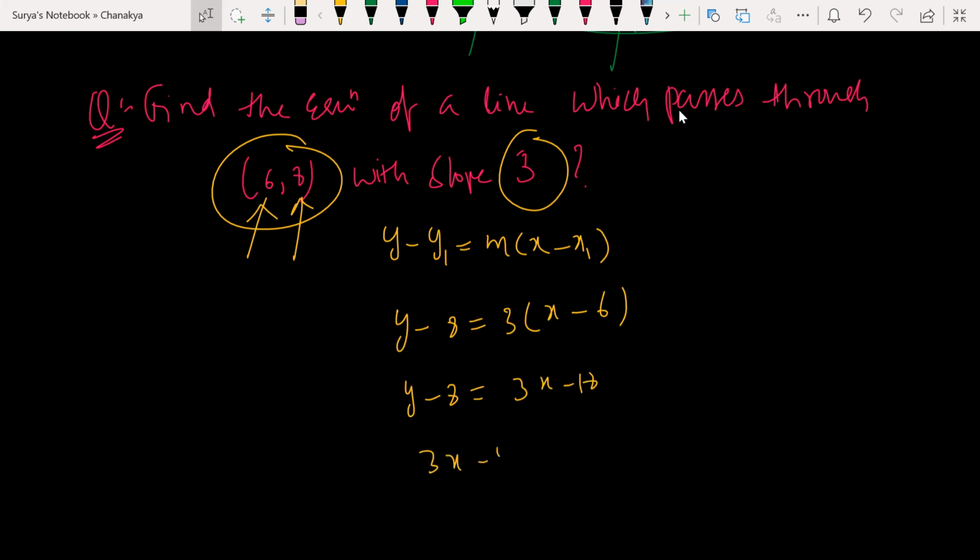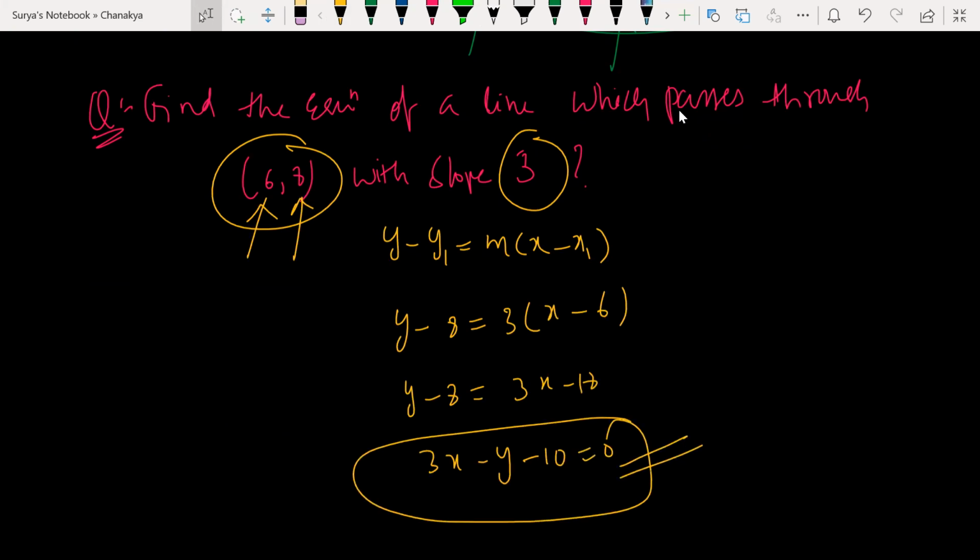मेरा इक्वेशन क्या बनेगा अभी? Yes or no? Minus 10 is equal. Yes, sir. This is my equation of a line. Any doubts? Any doubts? No, sir.